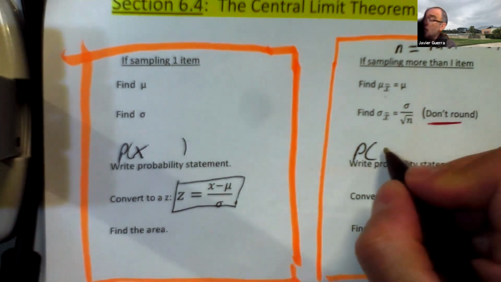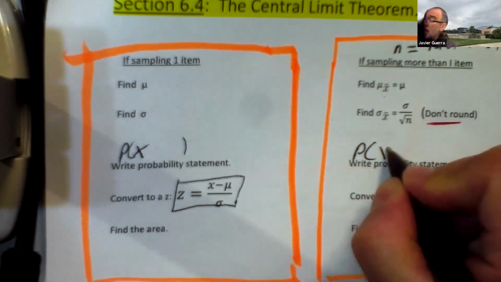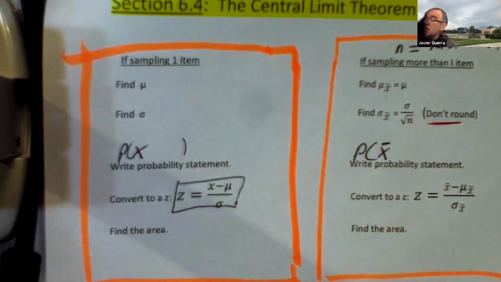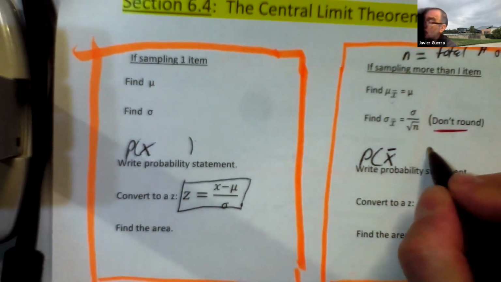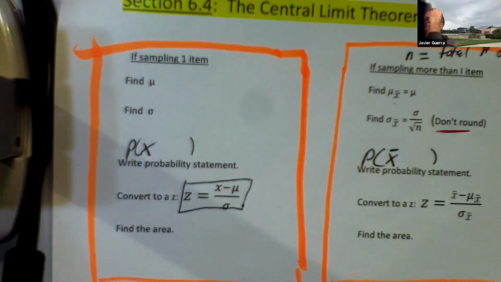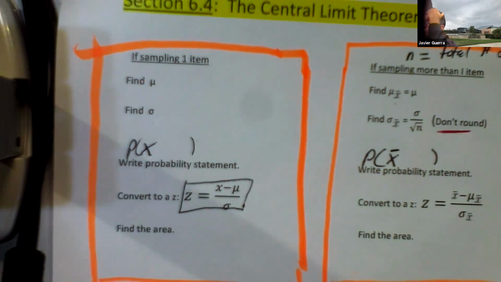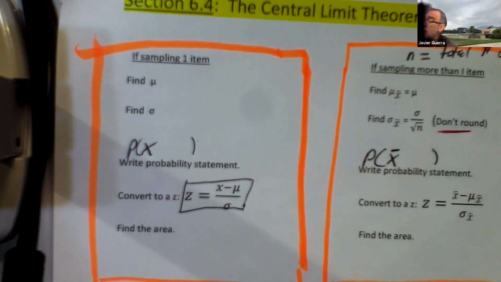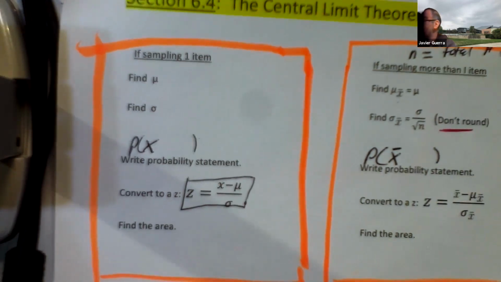Over here, when we're sampling more than one item, our probability statement is not going to have just the X, it's going to have an X bar. You'll see, I have to show you on a problem. Why is it that we use X bar when we're dealing with more than one sample?